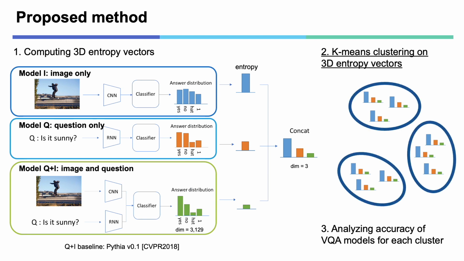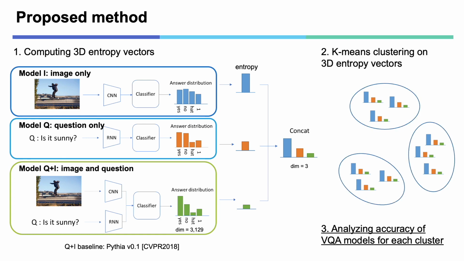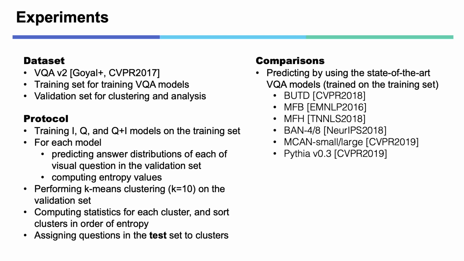In the second step, we cluster such 3D entropy vectors of all visual questions by using a simple k-means. In the third step, we analyze statistics such as accuracy of VQA models for each cluster. Here's the experimental setting. We use the VQA version 2 dataset and train the VQA models with the training set and perform clustering and analysis with the validation set.